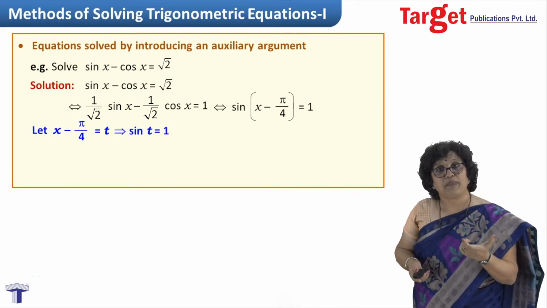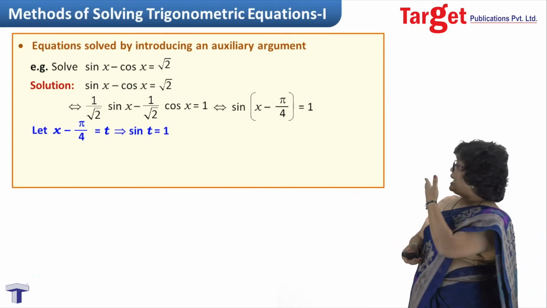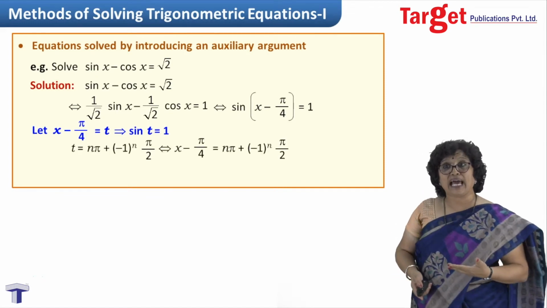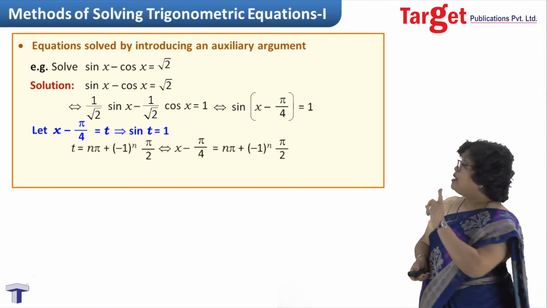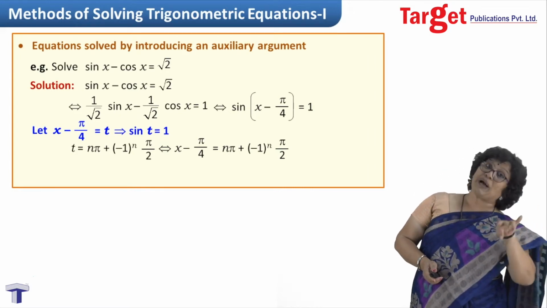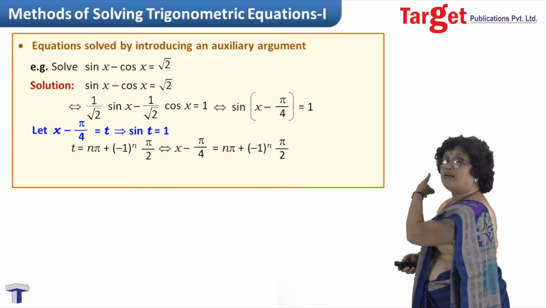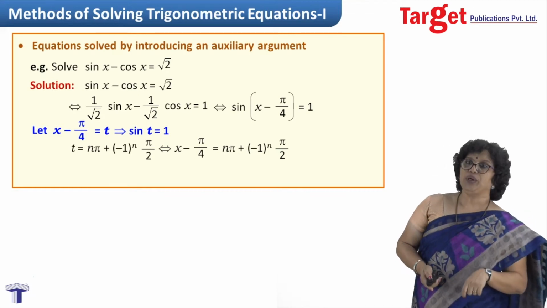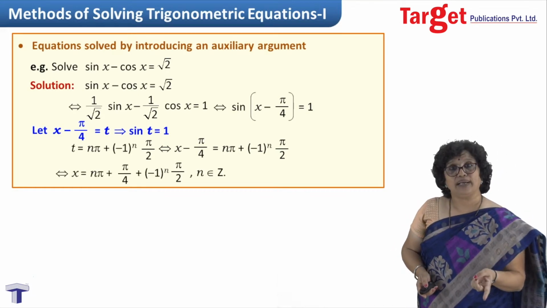And if I take x minus pi by 4 as t, then I have sine t equal to 1. And from there, I write t equal to n pi plus (minus 1) raised to n into pi by 2. And hence, x minus pi by 4 is n pi plus (minus 1) raised to n pi by 2. From there, you will have to write finally your x.